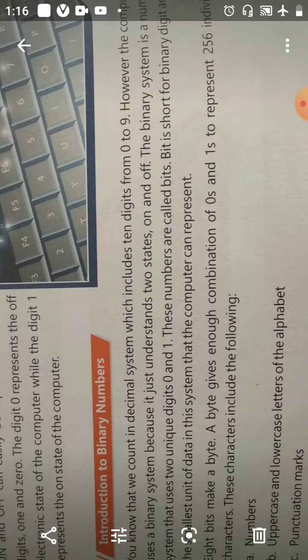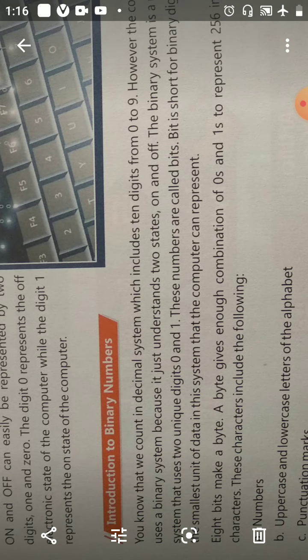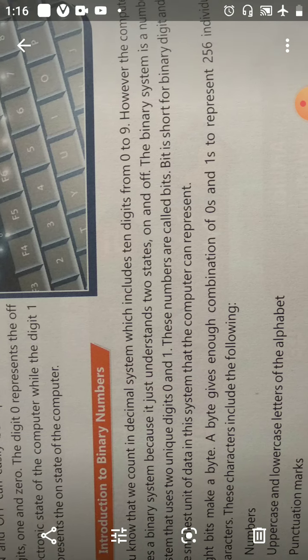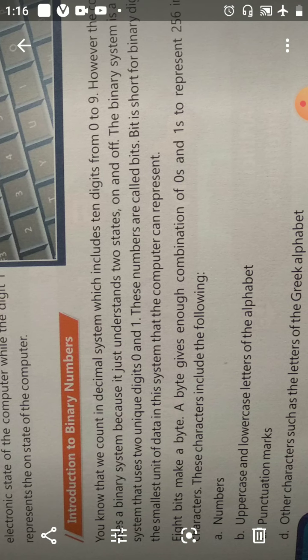However, the computer uses the binary system because it just understands two states, on and off. In higher level languages we can use 0 to 9 numbers, but computer knows only on and off state, that is 0 and 1. So the computer's language is a binary language. Binary means the base is 2. It depends on the two numbers 0 and 1. Binary system is a number system that uses two unique digits, 0 and 1.